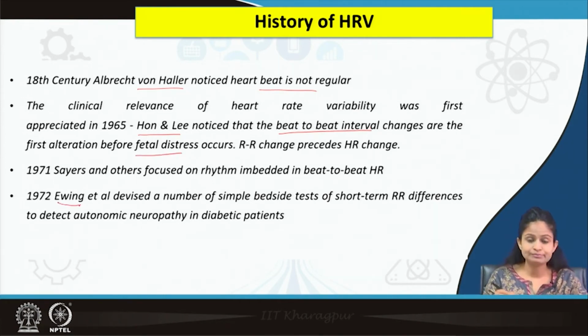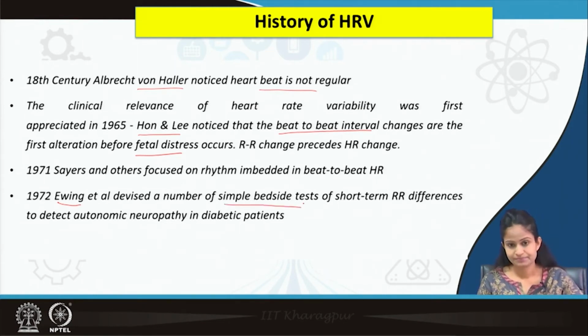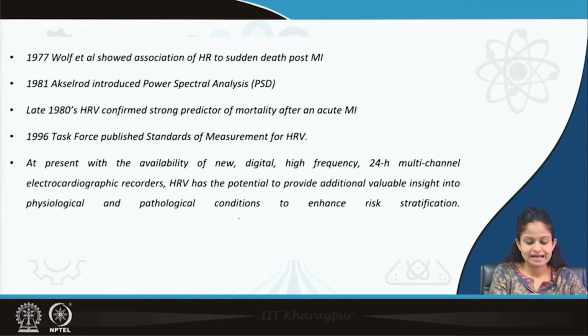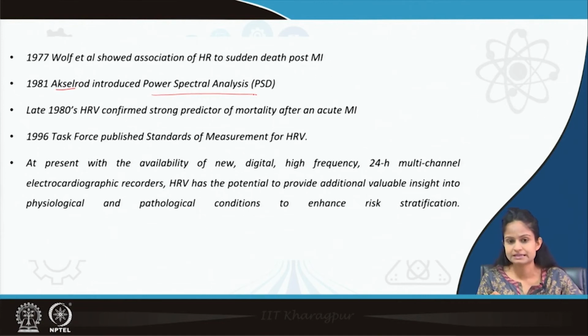Further, Ewing, a very important name, because based on this person we have the autonomic scoring. He developed a number of simple bedside tests of short term RR differences to detect autonomic neuropathy in diabetic patients. Later on, Axelrod introduced power spectral analysis, which is mainly for frequency domain analysis. Then, in the late 1980s, HRV was confirmed as a strong predictor of mortality after an acute myocardial infarction.